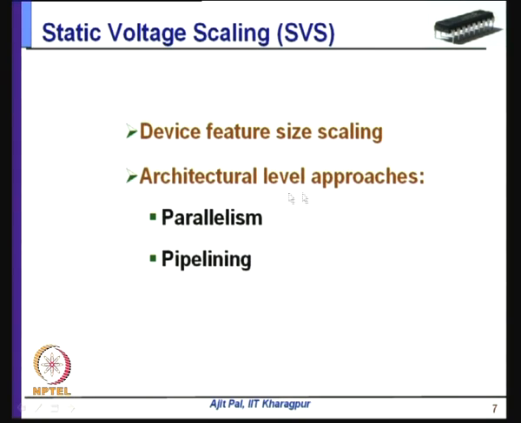Now, coming to architectural level approaches, we have discussed two techniques, parallelism and pipelining. Normally, as we know, parallelism is used to increase the performance. That means, instead of one processor, if we use two processors, then performance is doubled. Here we are using parallelism for higher performance. But when our objective is not performance, but lowering the power dissipation, then what can be done? We can use parallelism for low power.